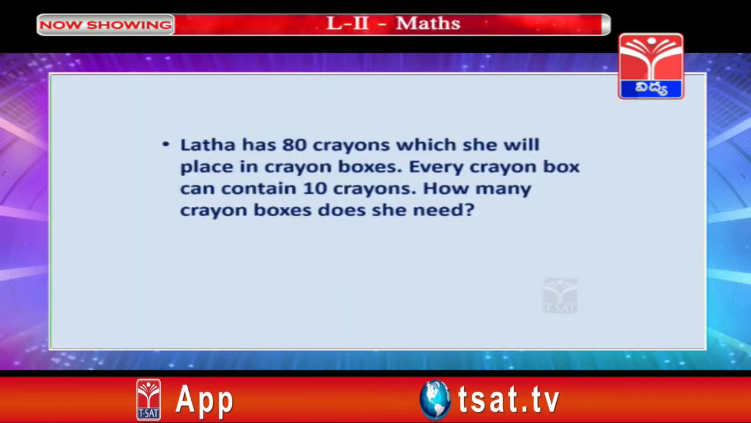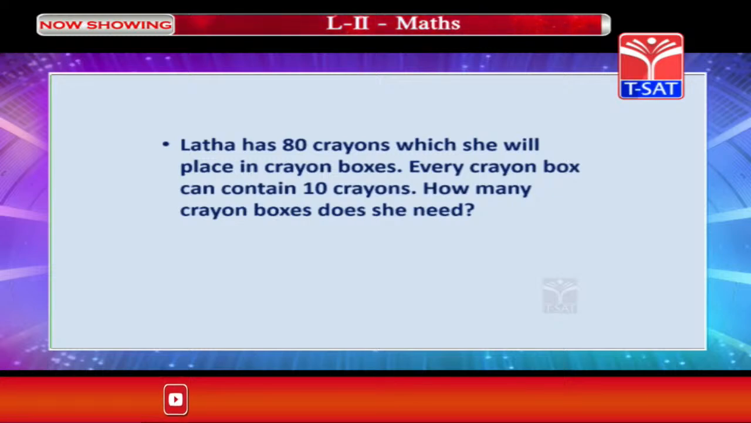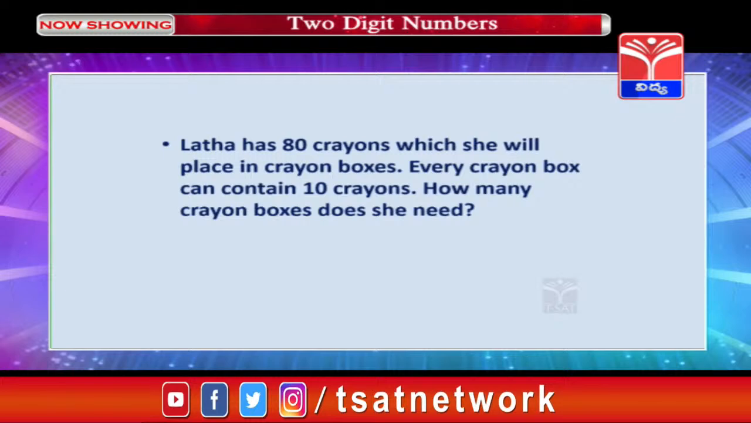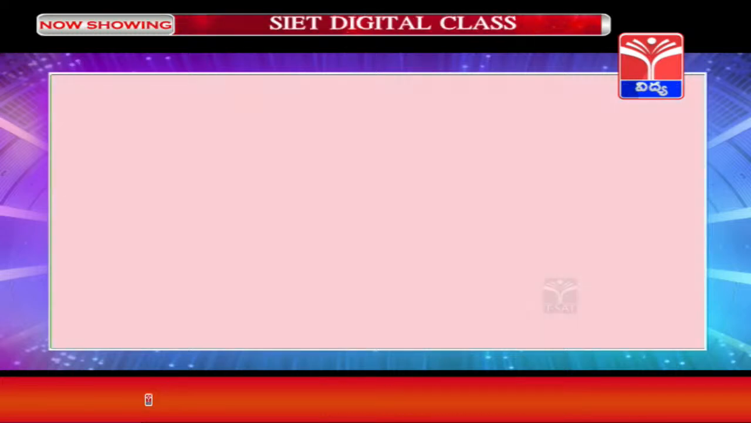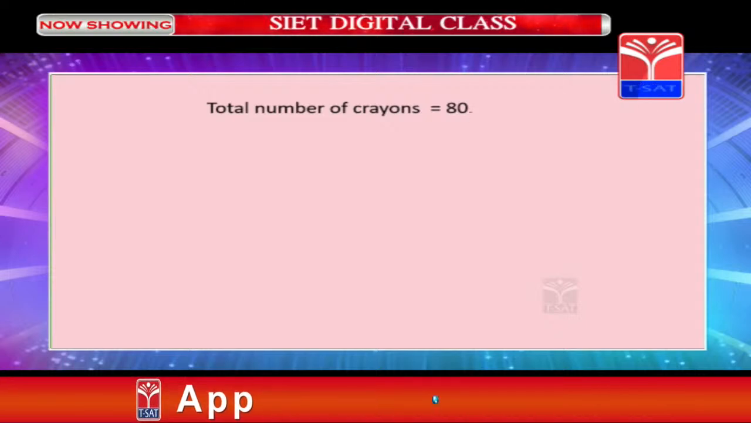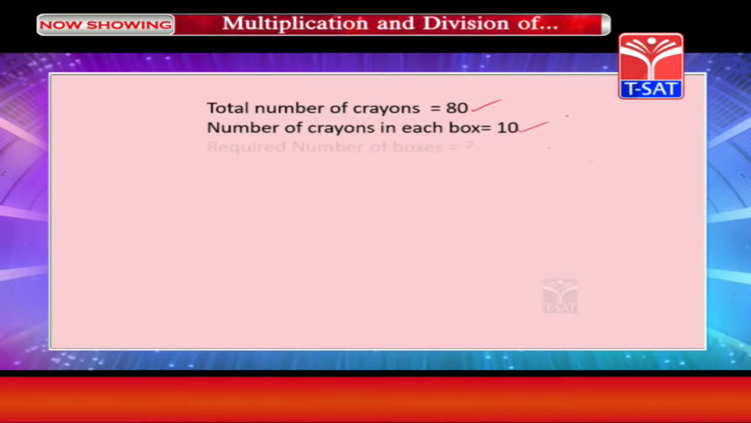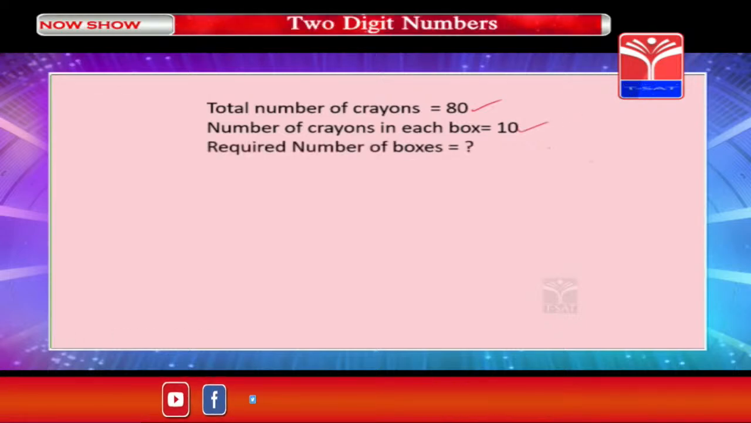Latha has 80 crayons which she will place in crayon boxes. Every crayon box can contain 10 crayons equally. How many crayon boxes does she need? The total number of crayons is 80 and the number of crayons each box contains is 10. The required number of boxes we have to find.